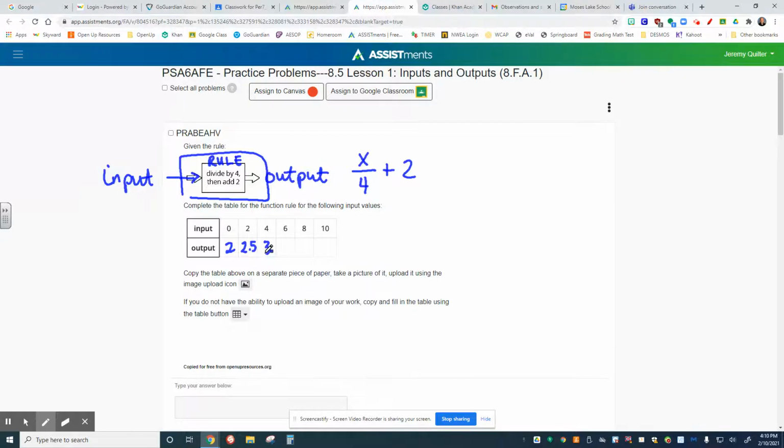What you can do with this one here is, since that table isn't available, you have a couple of options. You can either upload a picture of it, drawing it on a separate sheet of paper, or you can click on this button right here, and then you can go ahead and copy and fill out the table, and then paste it into the solution or the answer section that's there.